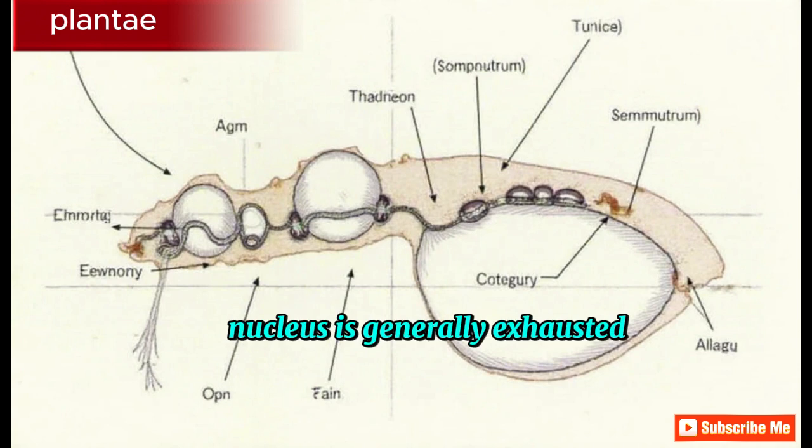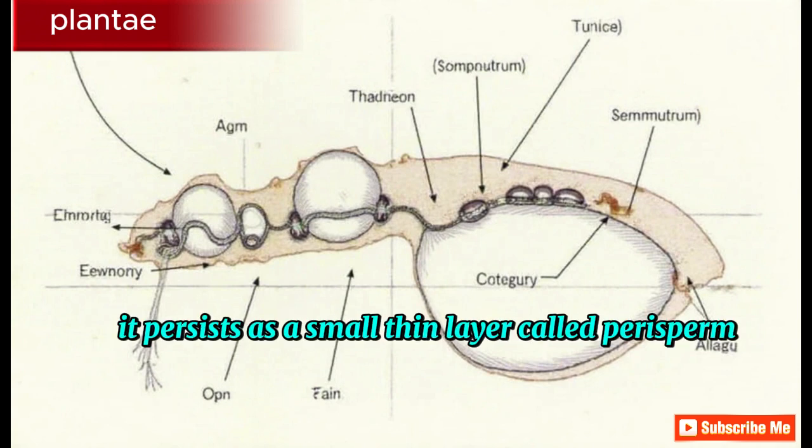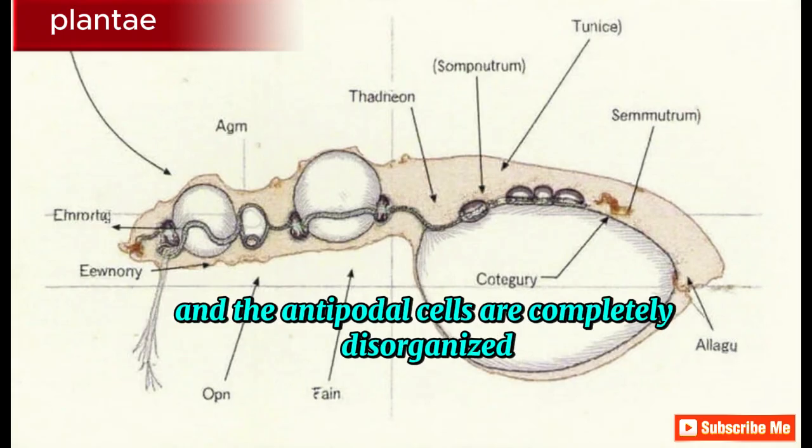The nucellus is generally exhausted. In some cases, it persists as a small thin layer called perisperm. The synergids and the antipodal cells are completely disorganized.